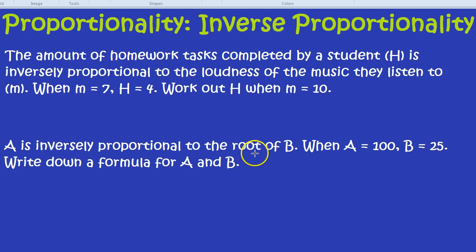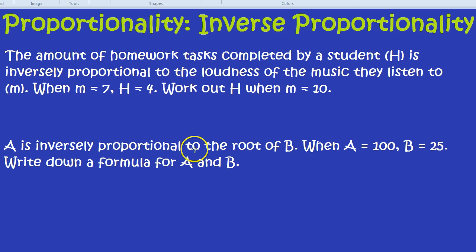A is inversely proportional to the root of B. When they say the root, they mean the square root. If they said proportional to the square, that would be B squared. To the cube would be B cubed. But when it just says to the root, it means the square root. When A is 100, B is 25. Write down a formula for A and B.